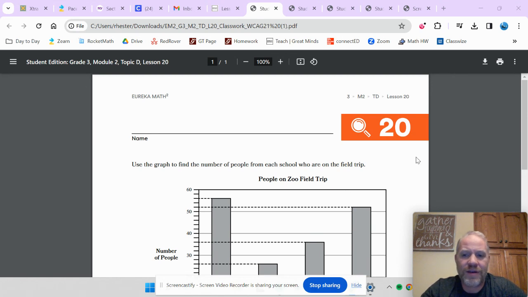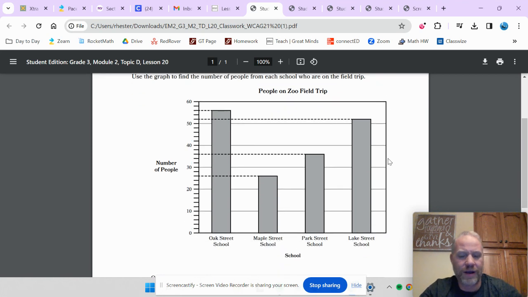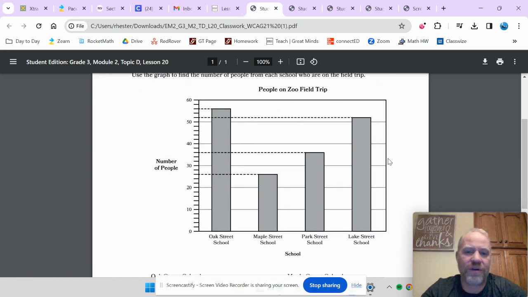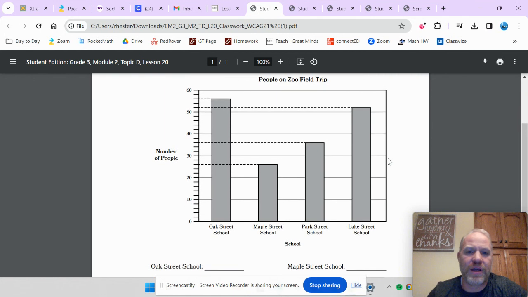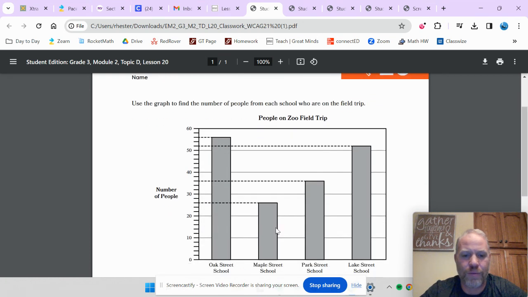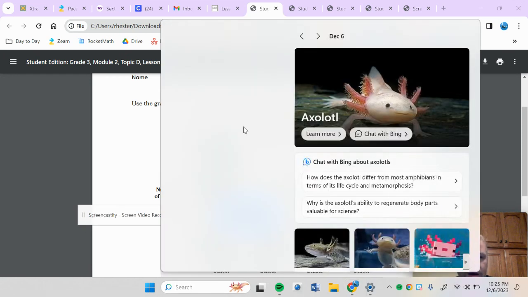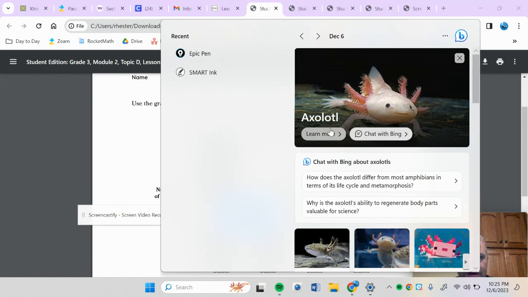This is called the standard algorithm. And what we're going to start with today is just a practice of using a graph. So first we have this idea of people on a zoo field trip. So if you could just get your Learn book out, open to page 181, you're going to find the zoo field trip, and we'll begin to talk about, oh, look, it's an axolotl.